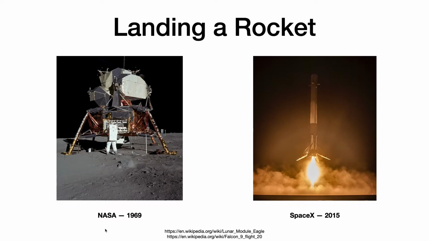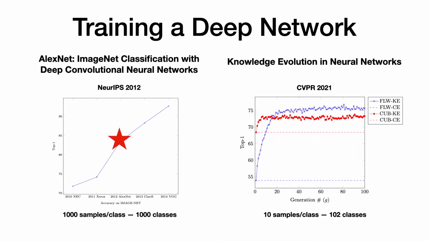In 1969, NASA landed a rocket on the moon. Then it took almost 50 years before SpaceX figured out how to land a rocket back on Earth. We have a similar story with deep networks. In 2012, AlexNet showed how to train a deep network on ImageNet. Today, we show how to train a deep network on a small dataset with 10 samples per class.